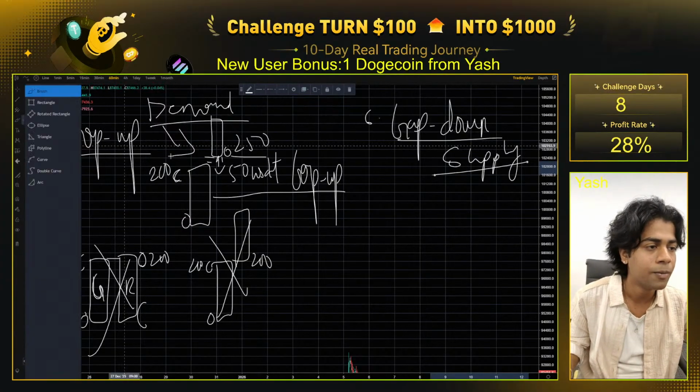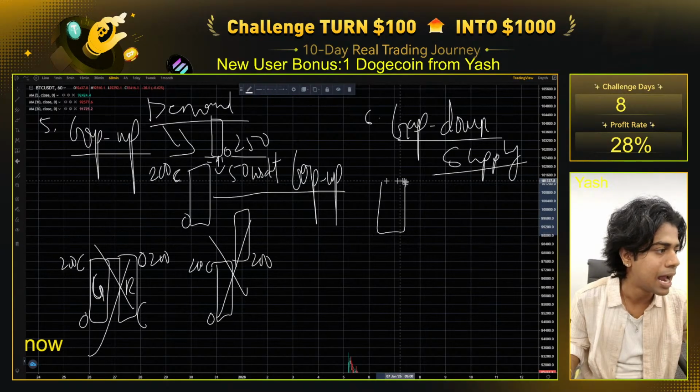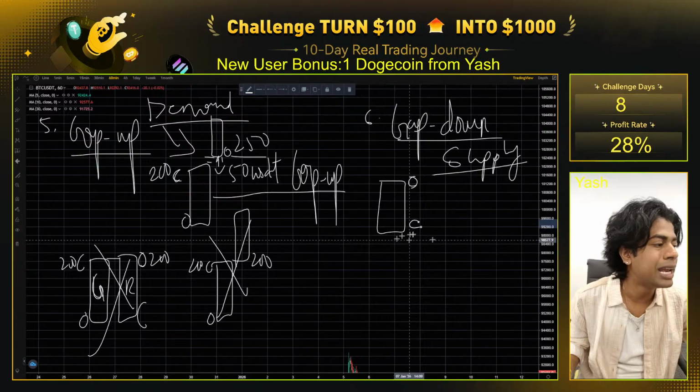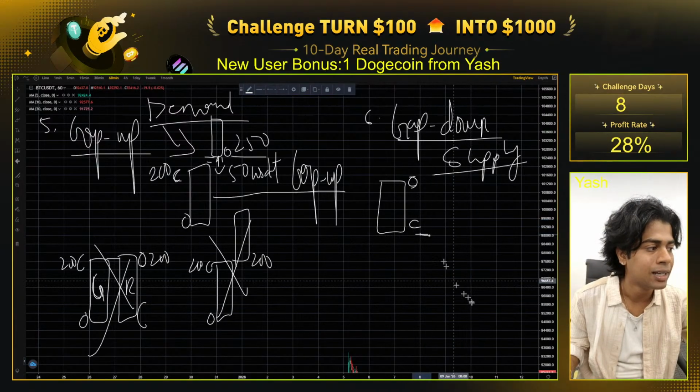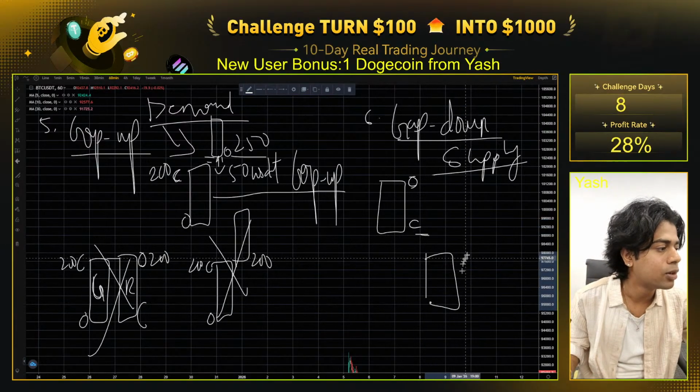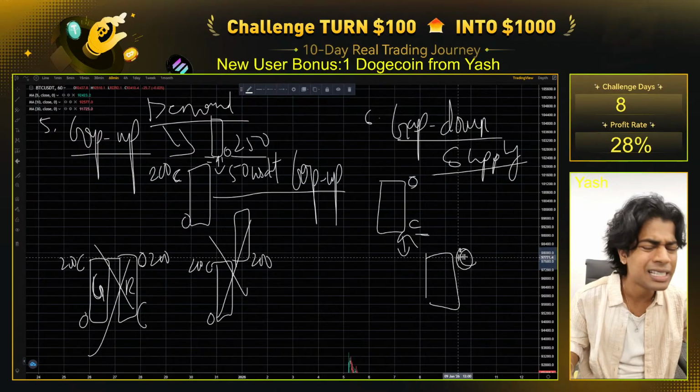It will look like this: this is the candle open and close, and now the next candle should open over here, right? But it will open with a gap over here. There will be an open gap which you can see in the price.